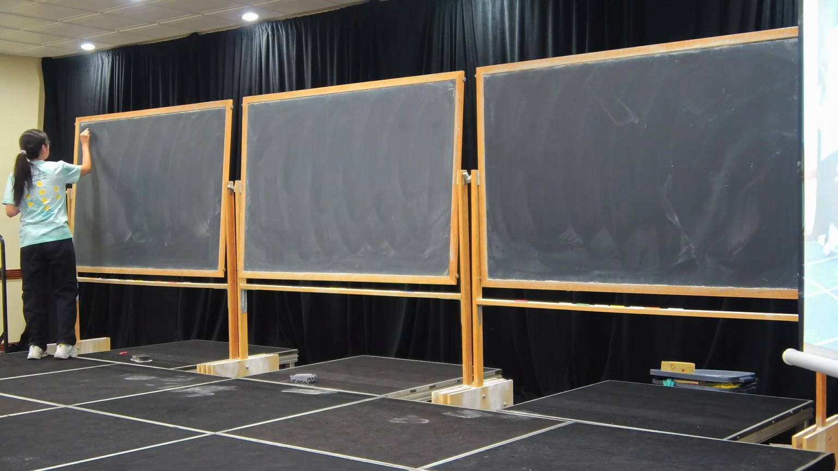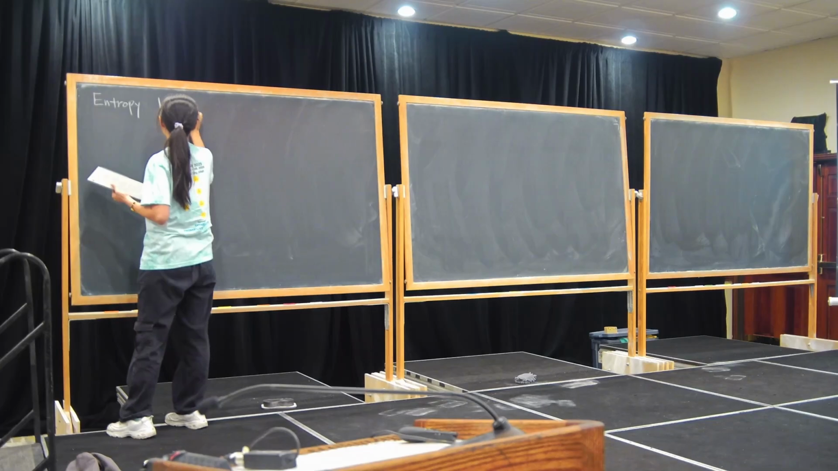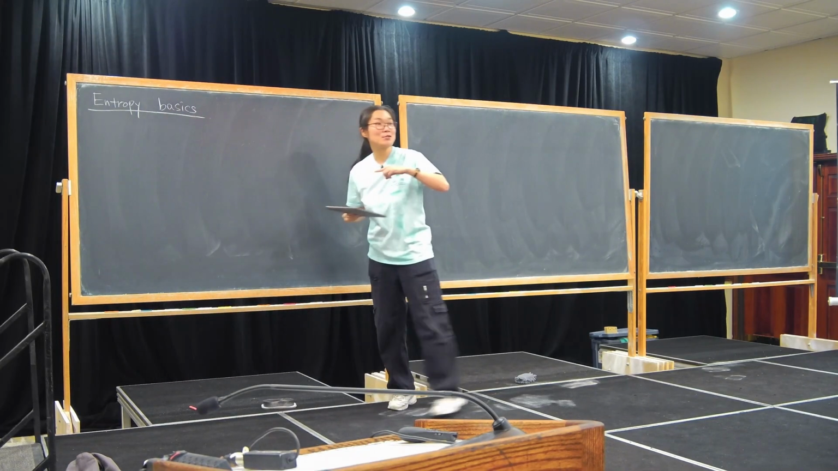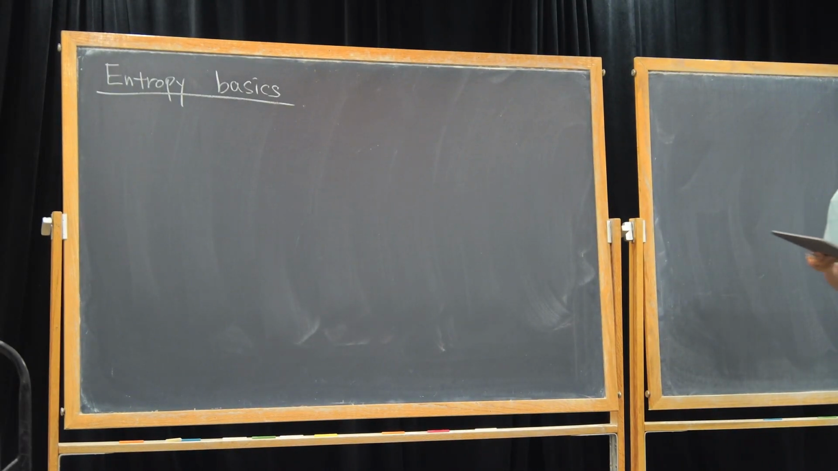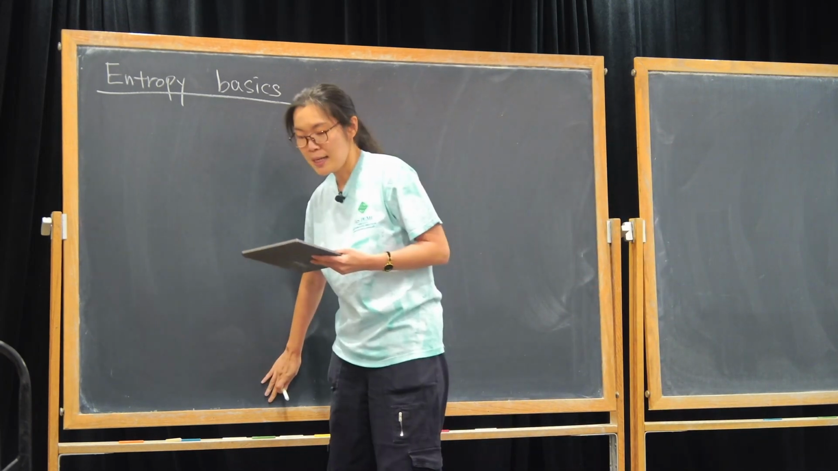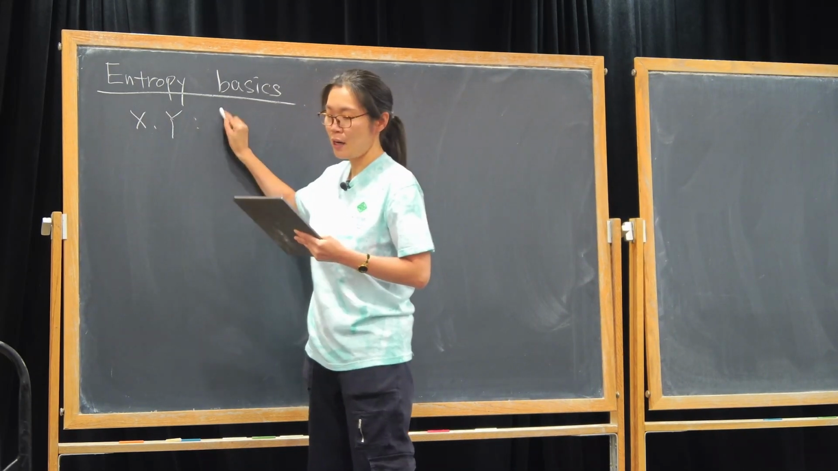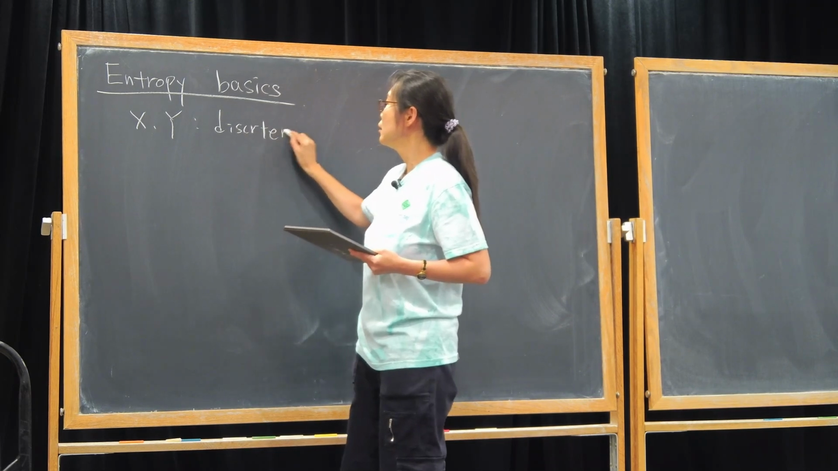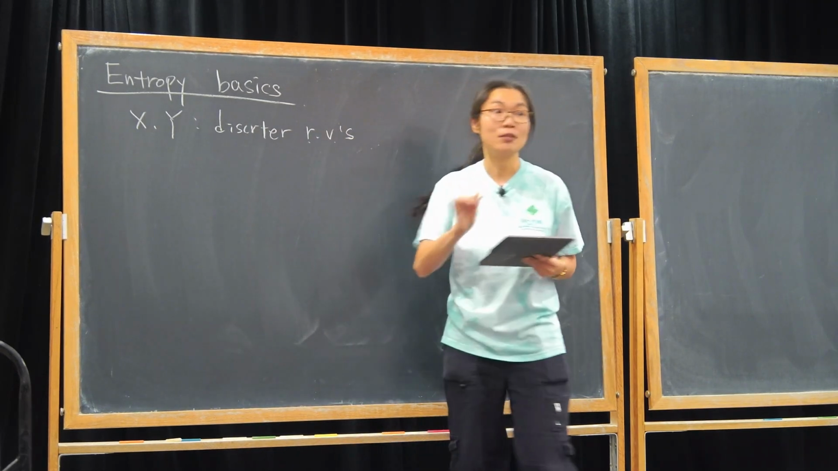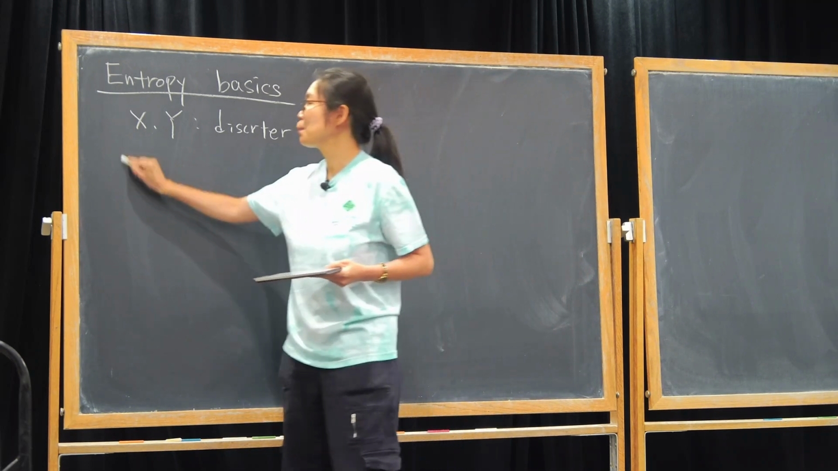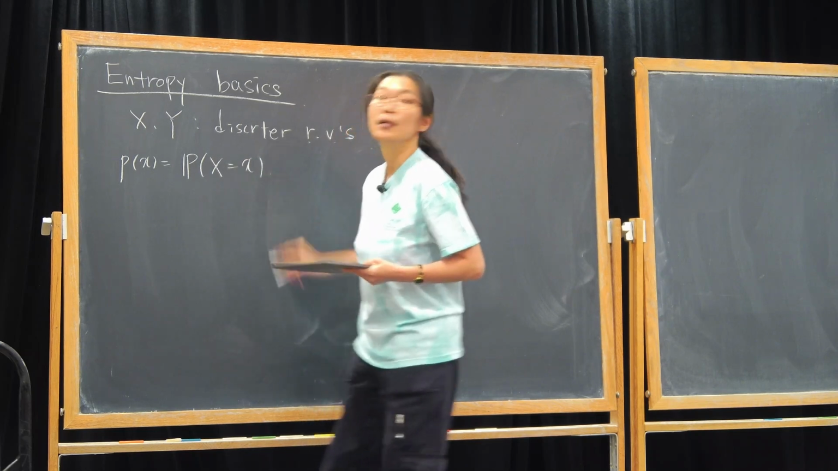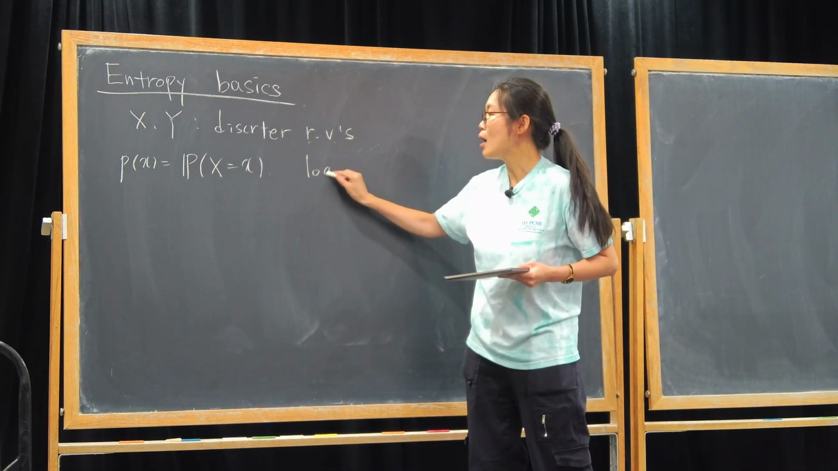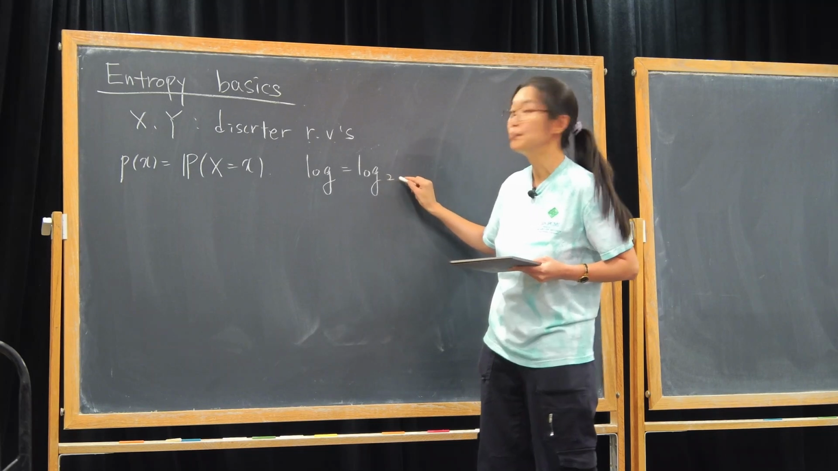So let's first discuss entropy basics. I know that many of you have seen this before, so in that case, you can do your own work. I'm explaining for younger students who haven't seen this before. So in this setting, X and Y are discrete random variables. RV means random variables. And we'll use P(x) for the probability that X equals x. And our log is always log base 2.